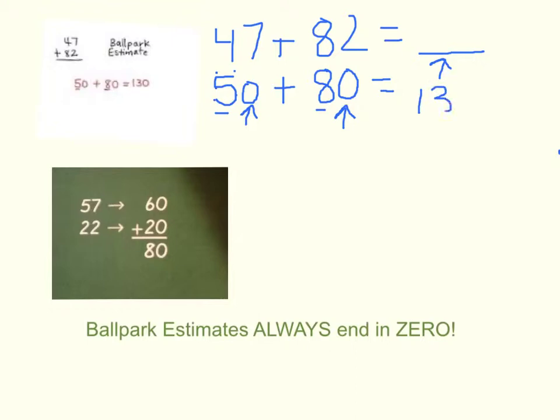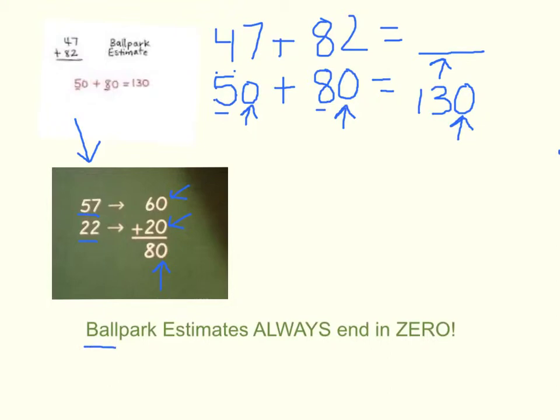And then I have to add my 0. Ballpark estimates always end in 0. For the example here, they chose 57 and said that it was closer to 60, and 22 is closer to 20. 60 plus 20 is 80. Theirs ended in 0 too.